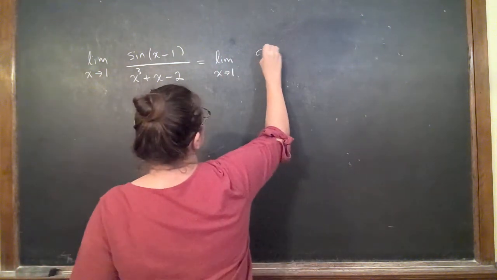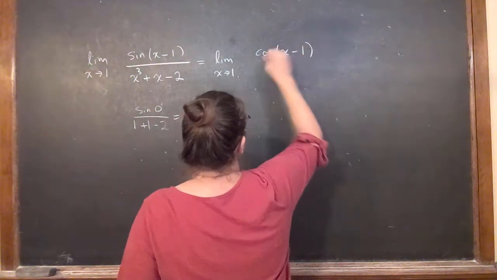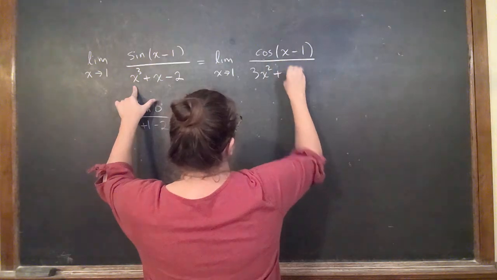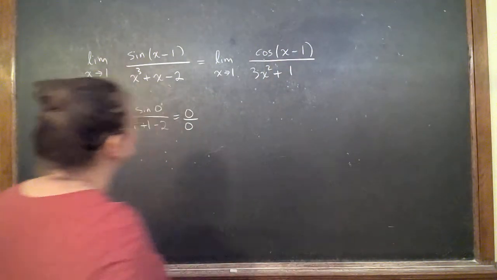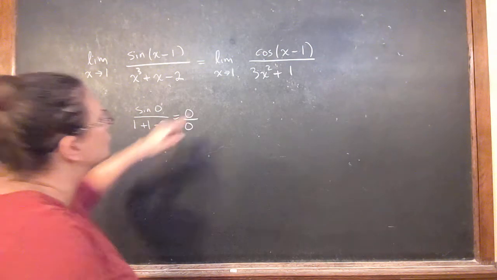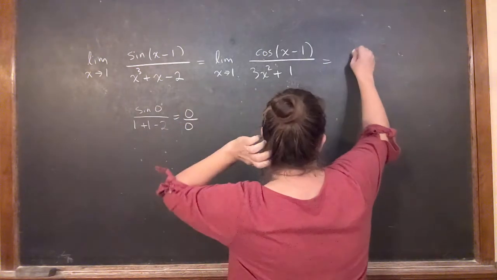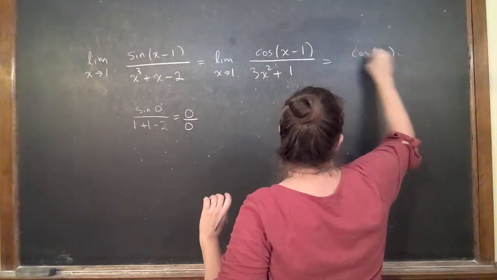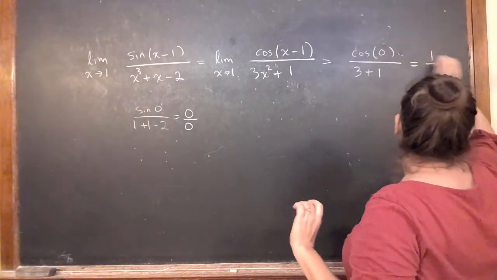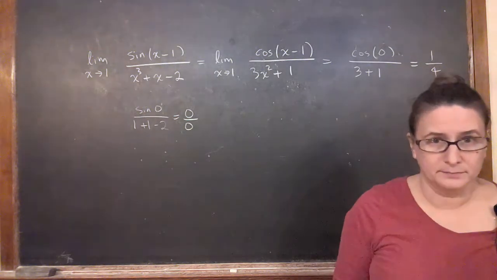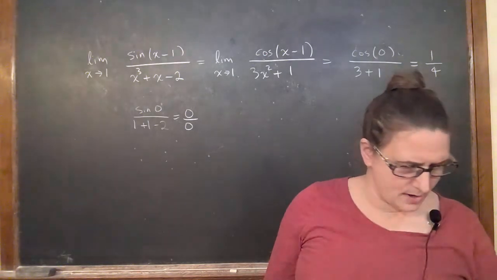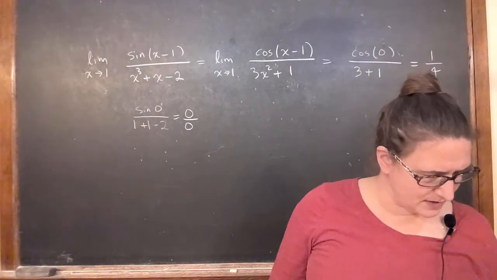Derivative of sine is cosine, so I got cosine of x minus 1. And then down here, I'm going to have 3x squared plus 1. Okay, so if I put in 1 now, this gives me a number, right? Because I've got cosine of 0, and then I've got 3 plus 1. So cosine of 0 is 1, so my answer is 1/4. Okay, so very straightforward.